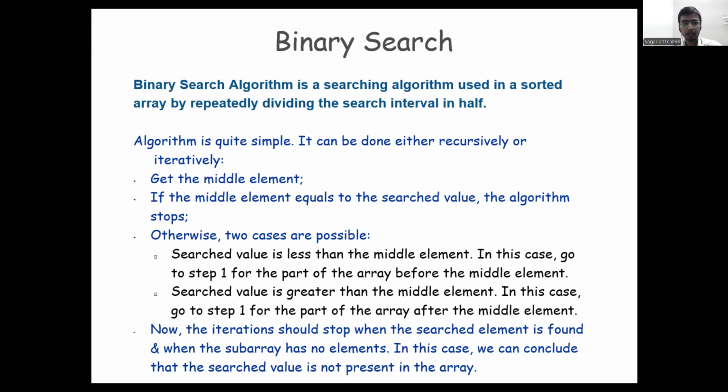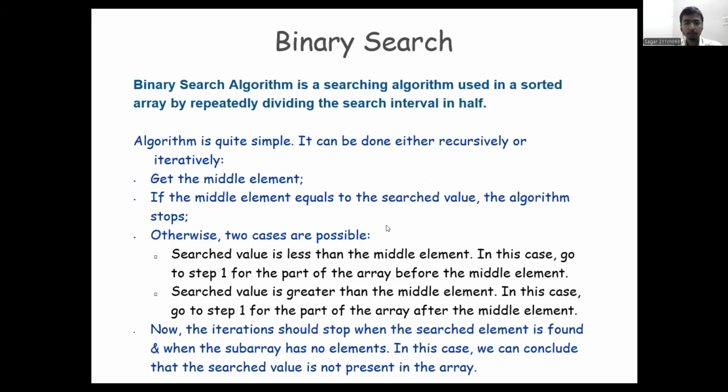So now let's move to the working. First, we find the middle element. Then we compare the middle element with the key value. If it's equal, then we will stop there. Otherwise, it falls into two cases. If the key value is less than the middle element, we are going to consider the left part of the array. And if the key value is greater than the middle element, we are going to consider the right part of the array, starting just after the middle element.